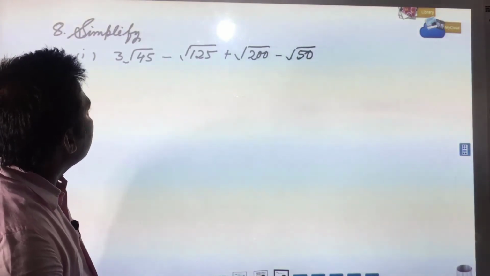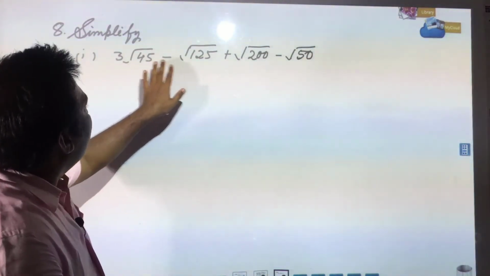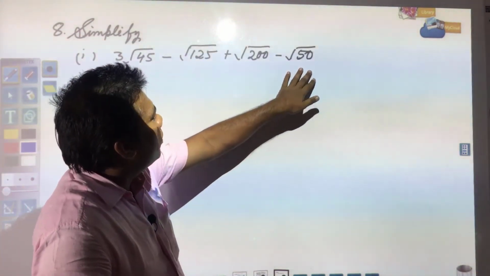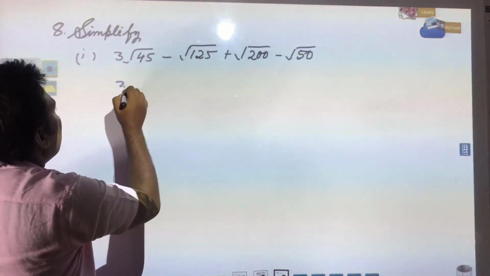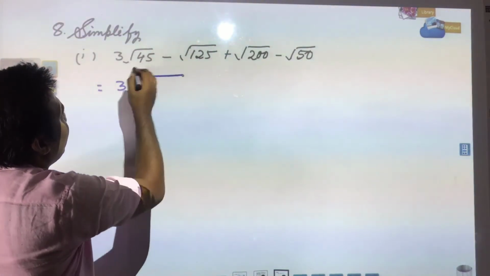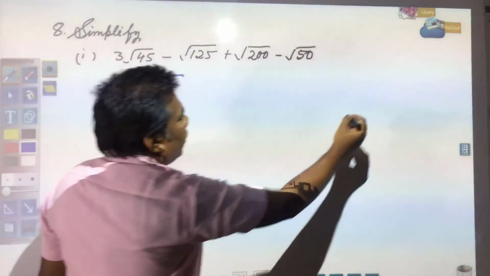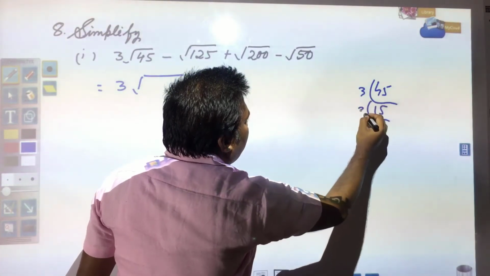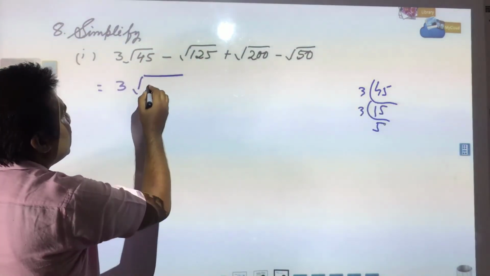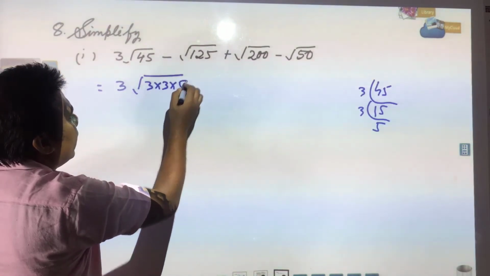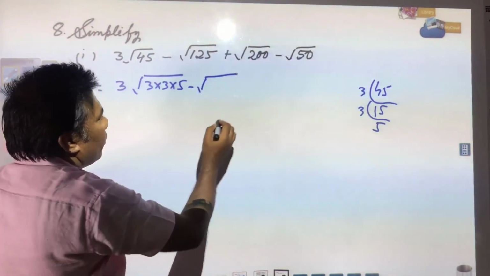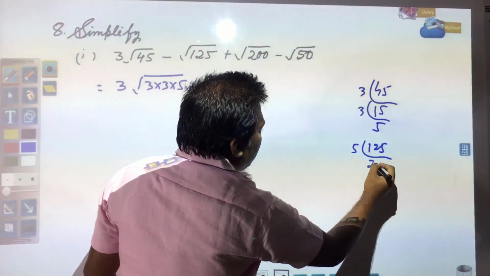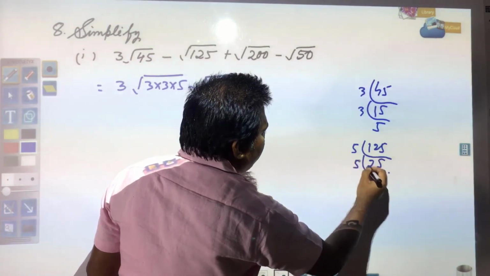Next you see simplification again: 3 root 45, root under 125, root under 200 and root under 50. So, easy it is. Again what you need to do, root under 45 you factorize that. So, 45 if you are factorizing, 3 1s are 3, 3 5s are 15, and 3 5s are 15. It means 3 into 3 into 5. Minus 125 you factorize, what will you get? 5 2s are 10, 5 5s are 25.